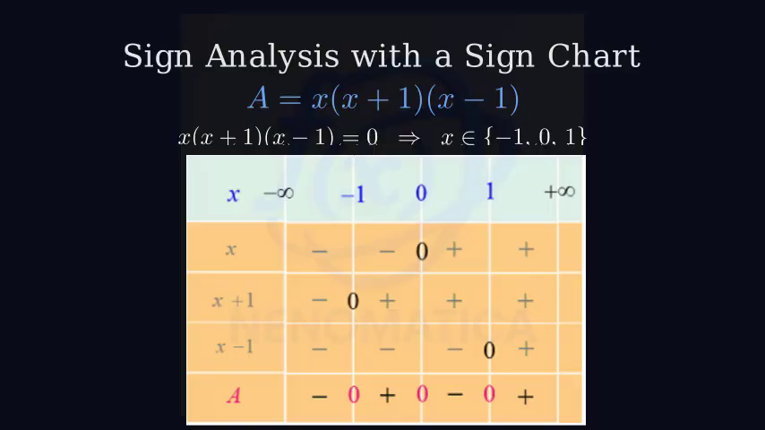Therefore, the product is negative on the interval from negative infinity to -1, and again from 0 to 1. It equals 0 at x equals -1, 0, and 1.